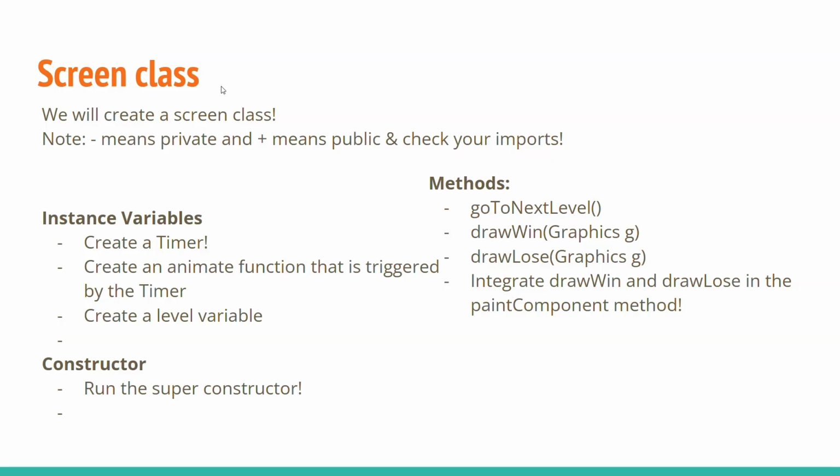So now in your Screen class, you're going to have these instance variables, constructors, and methods. They're all going to be private. You're going to create a timer, and then an animate function, and then a constructor, and then these methods.